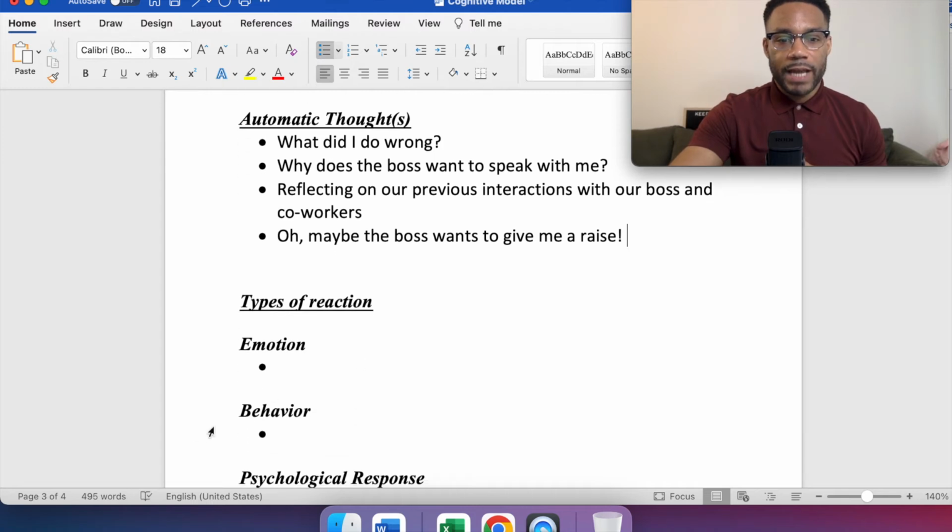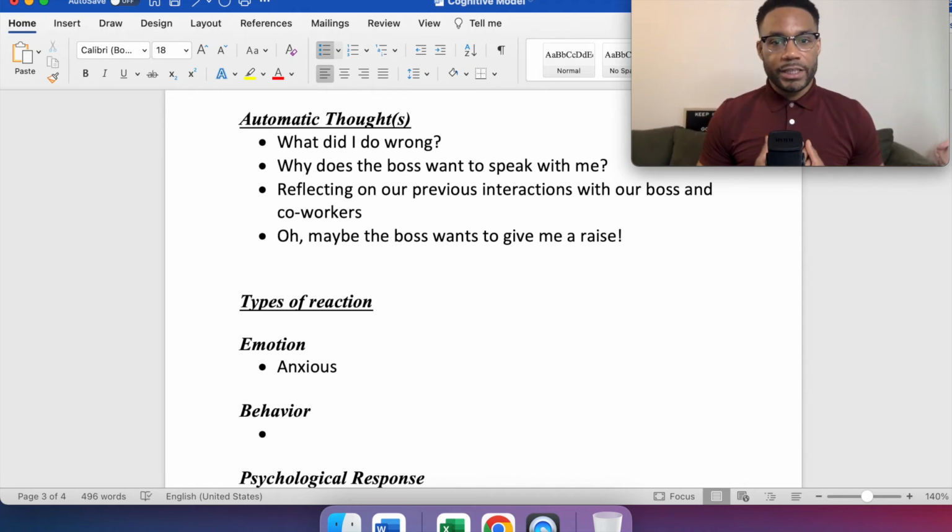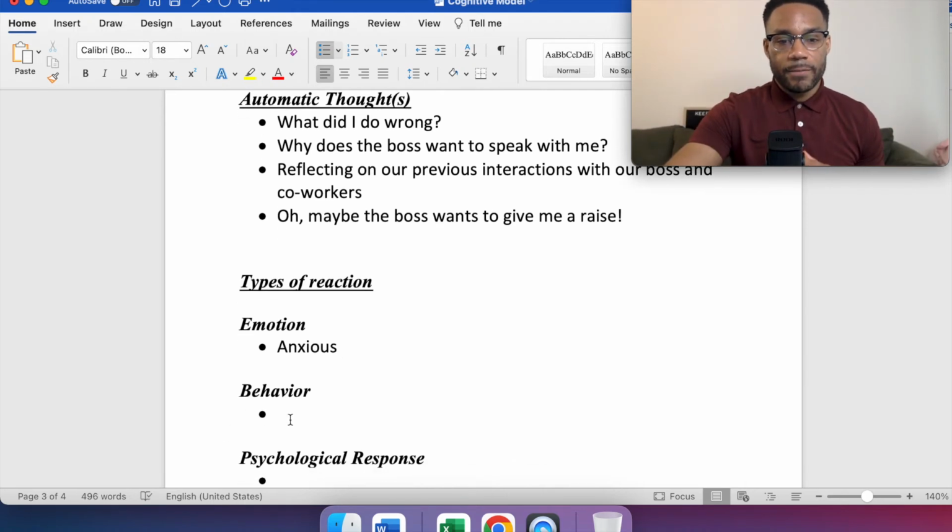And in terms of our reactions, for the emotions, we could start feeling anxious, right? Oh, and just to throw this out there, we can definitely feel more than one emotion at a time. When it comes to our behavior, we can respond in a number of different ways, right?